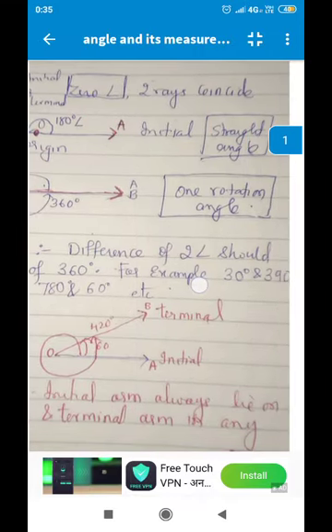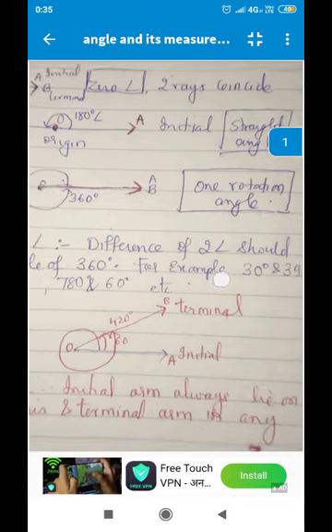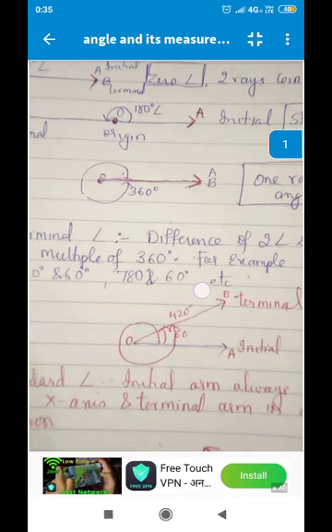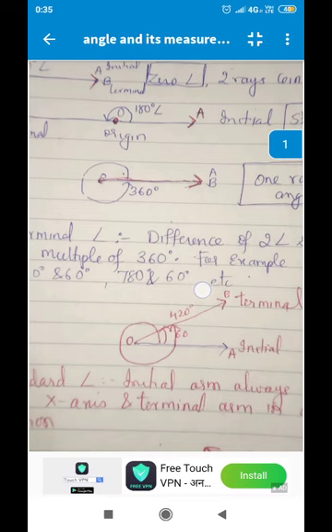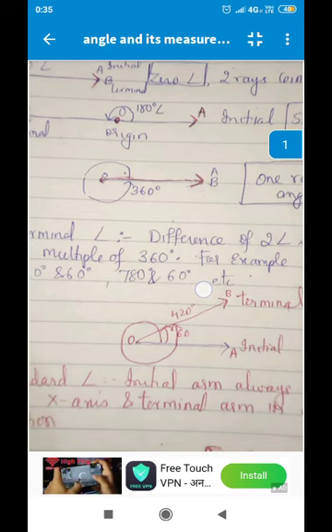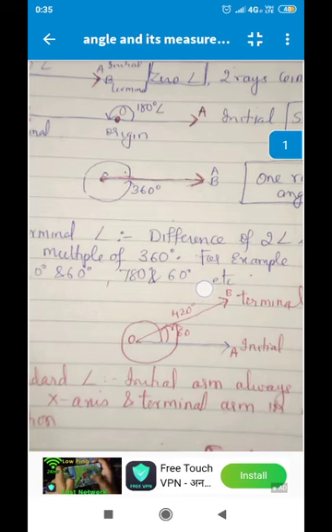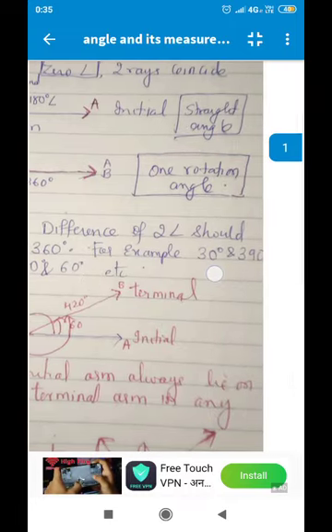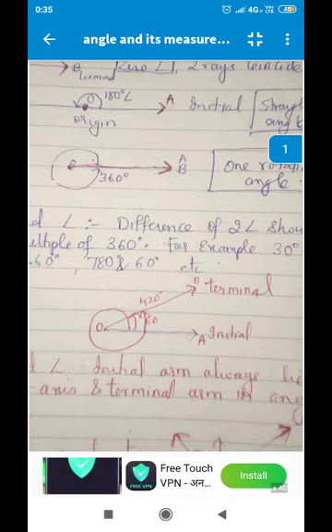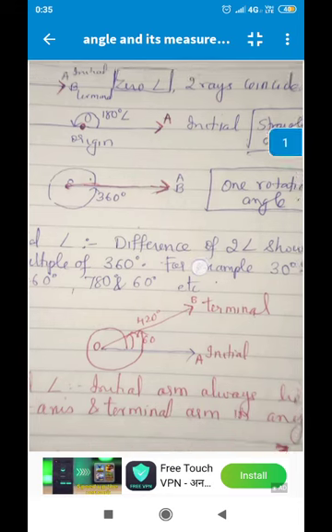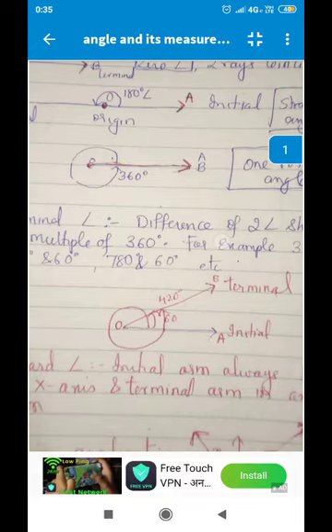Now another angle we call one rotation angle. You can see the diagram, ray OA and ray OB coincide with each other, but here ray OA is completing one full rotation and again coming back to its original position. When they cover one full rotation, it makes a 360 degree angle, and therefore the name is given as one rotation angle. So the angle between the two rays is 360 degrees, which is somewhat similar to the 0 angle.